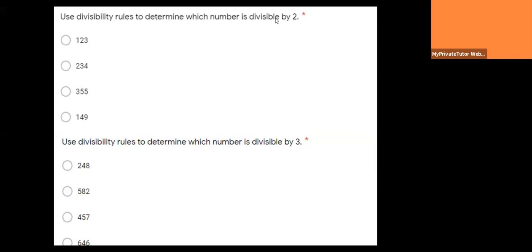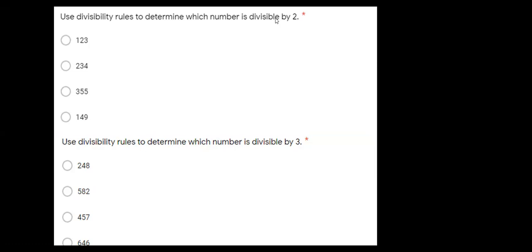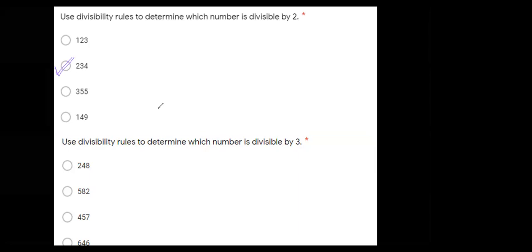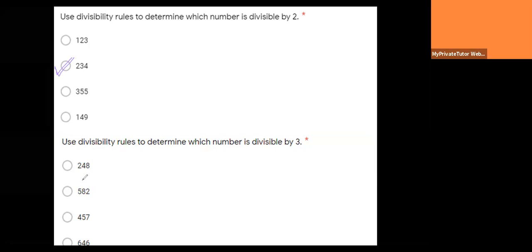So please try to answer these questions. Anybody who will answer the first question? 234. What is the reason? Because 4 is at the end and 4 is divisible by 2. Excellent. What about the next one?